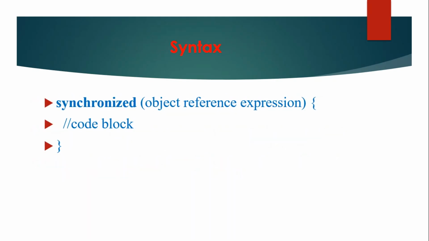Here is the syntax of the synchronized block. First of all, we write the modifier name as synchronized, and then in brackets we write the object reference expression, and then curly braces. Inside the curly braces we write the code block and then close the curly braces.